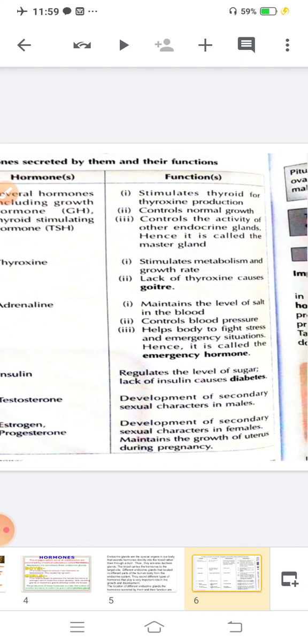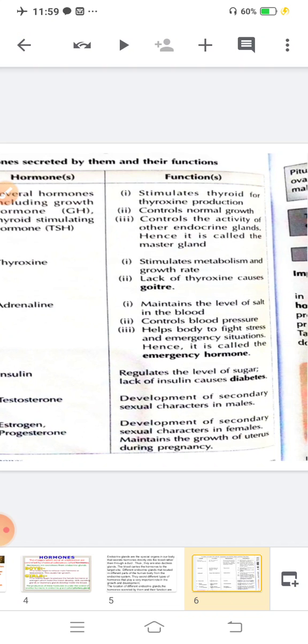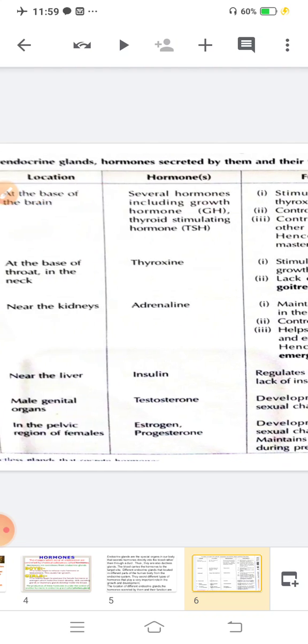I am reading the functions once again. Number 1, stimulate the thyroid for thyroxine production, that means they produce thyroxine. Clear? Second, control normal growth. Third, control the activity of other endocrine glands because it is your master gland.